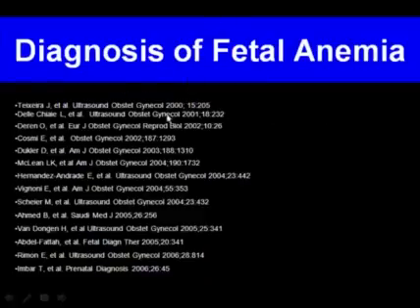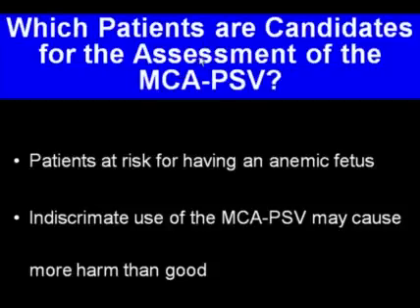There are many studies which have confirmed that the middle cerebral artery peak systolic velocity is a good tool to look for fetal anemia. But I would like to ask some questions. Which patients are candidates for the assessment of the middle cerebral artery peak systolic velocity? First of all, patients should be at risk for having an anemic fetus, because if the fetus is not at risk, there is no reason to look at the peak systolic velocity.